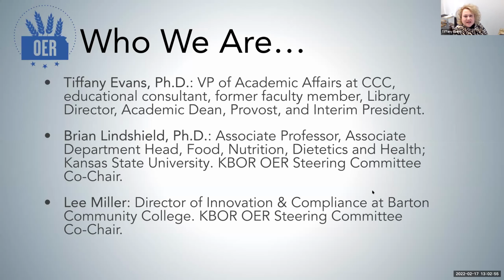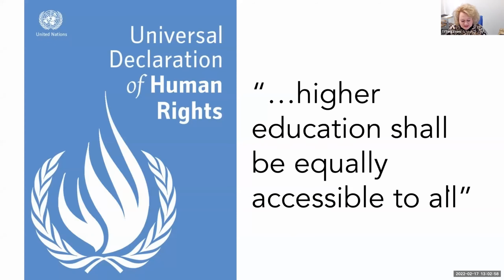I'm going to start with something really, really basic, but really important. And this comes from the Universal Declaration of Human Rights. Higher education shall be equally accessible to all. That is a super powerful statement, and one that we really have to keep in mind: the accessibility to higher education is a human right, and we have to work to support that.